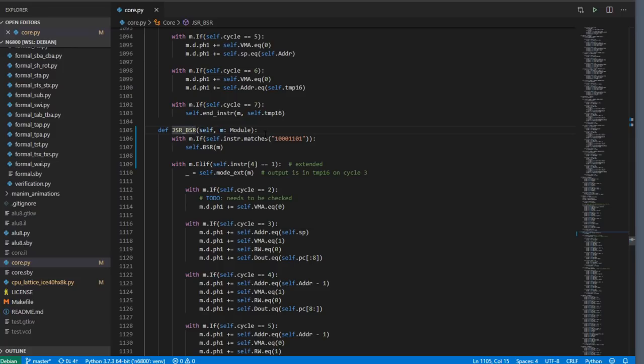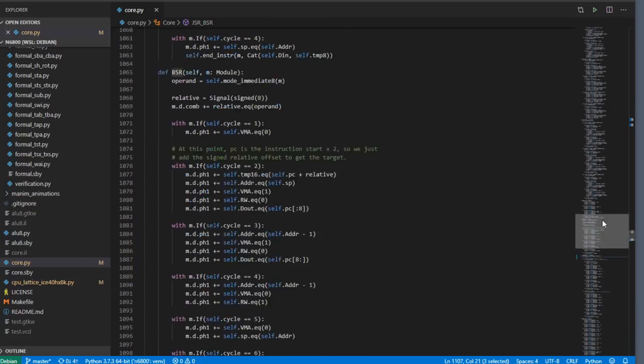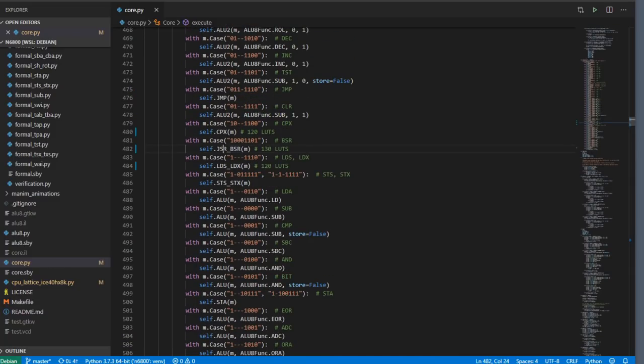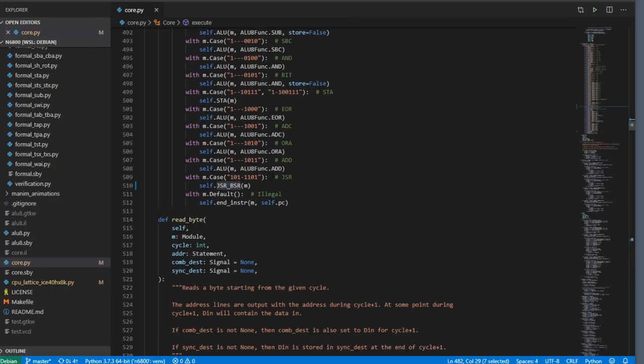Okay, so what I've done is I've basically just renamed the JSR function as JSR BSR. And if the instruction was a BSR, just do the BSR stuff. So that's a very minor change. In terms of the instruction decoding, we just call JSR BSR for both of these things. Now, I don't expect any change whatsoever based on this. I mean, there may be a little bit of a change due to the stochastic nature of place and route, but let's just make sure and see what happens.